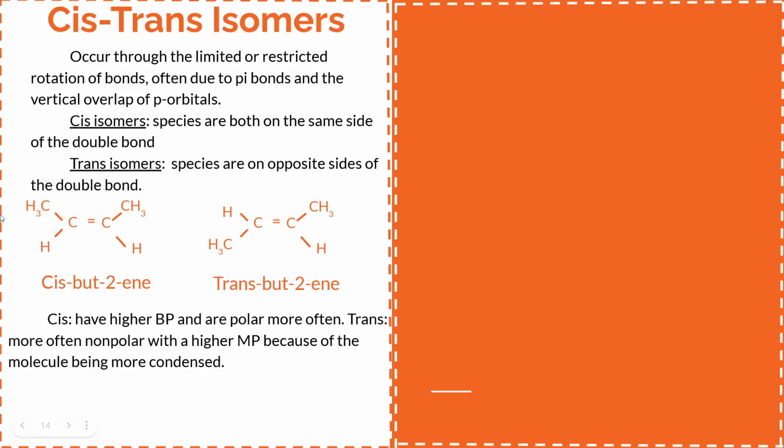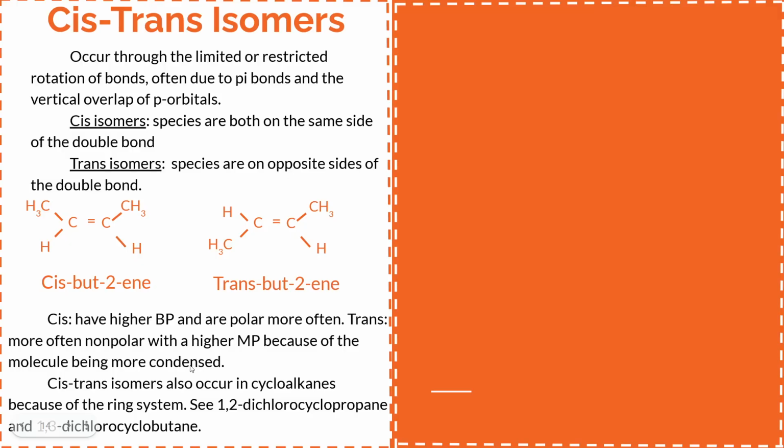Now, if you think about it, if you have a more electronegative element or a more electronegative group, like a methyl, than a hydrogen, this is going to pull more electrons. And so if you had a really electronegative group up here, then all of the electronegativity is going to be focused on the top of the molecule rather than the bottom. I hope that makes sense. Now, trans isomers are more often nonpolar, right? Because these dipoles are going to cancel out, with a higher melting point because of the molecule being more condensed.